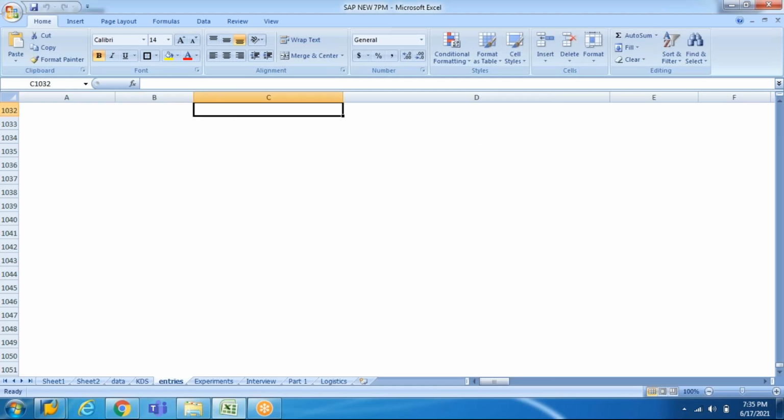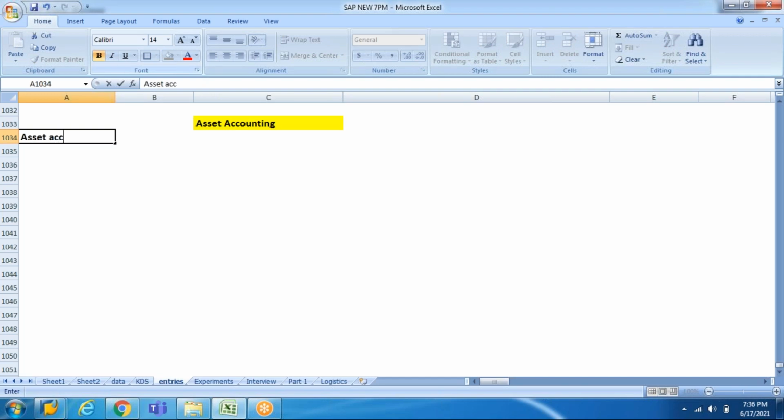Alright, so today we'll talk about asset accounting. Okay, so this asset accounting is a subledger account. Asset accounting, I say, subledger accounting. And as you know, any subledger will have a connection with the main ledger with reconciliation, correct?